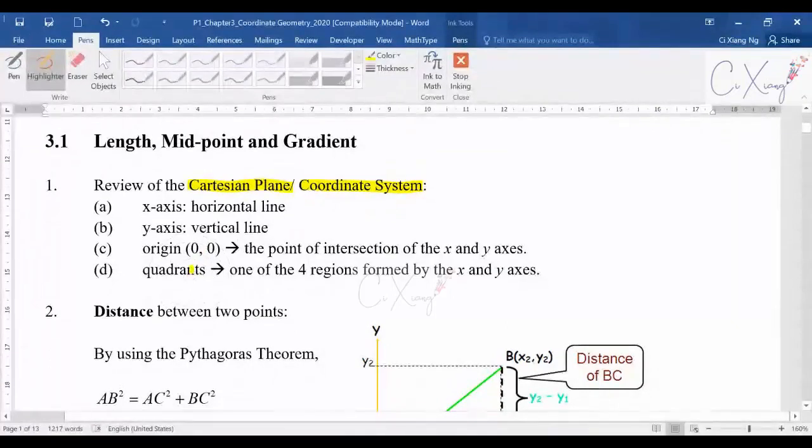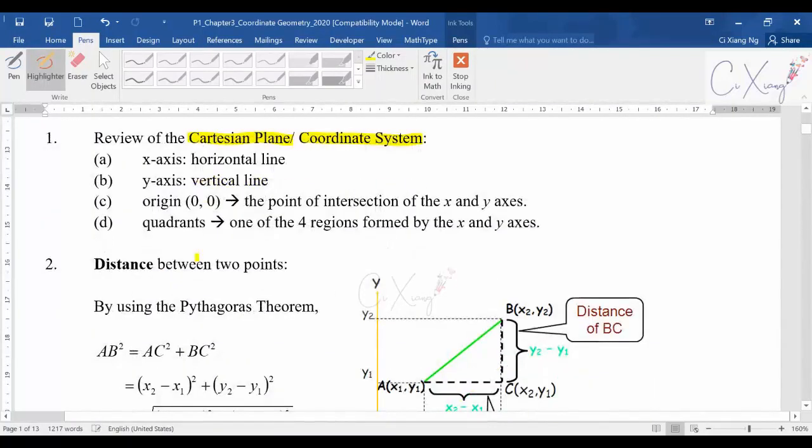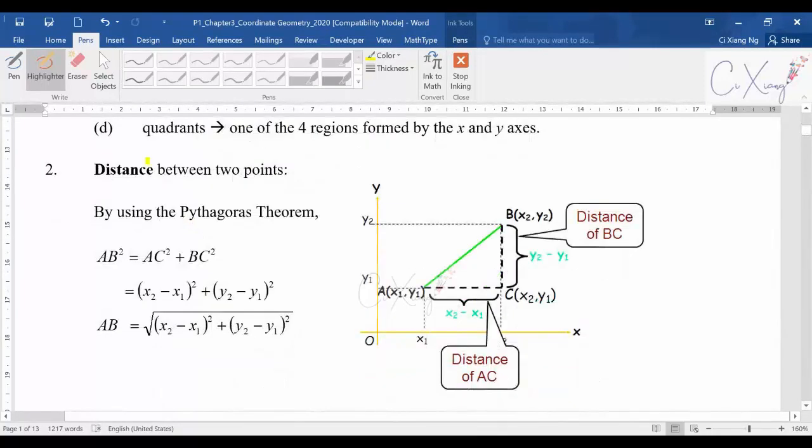There are 4 quadrants in our graph. Generally the quadrants are the same as what we have in trigo. So this is all you have for the basic definitions. Then, let us remember the formula for the distance between 2 points, to get the distance or length between 2 points.